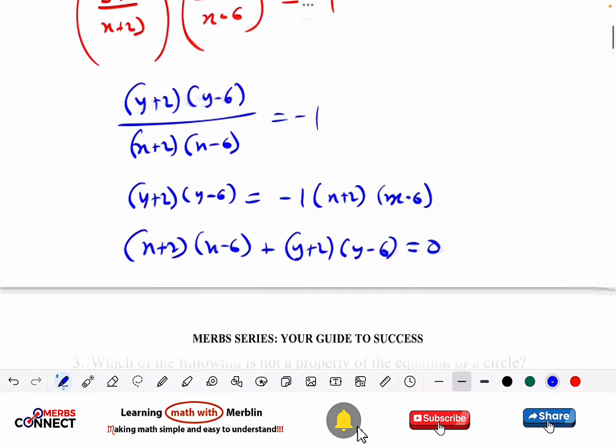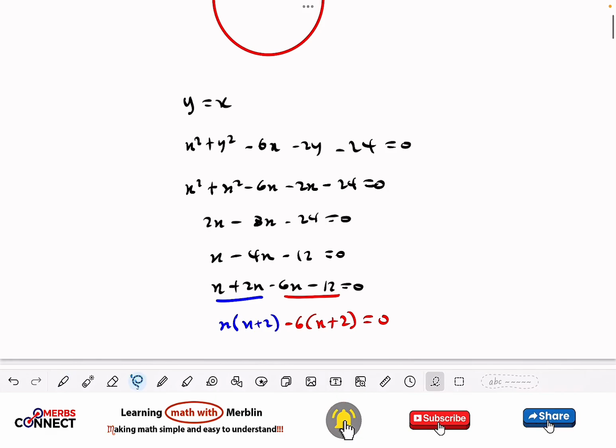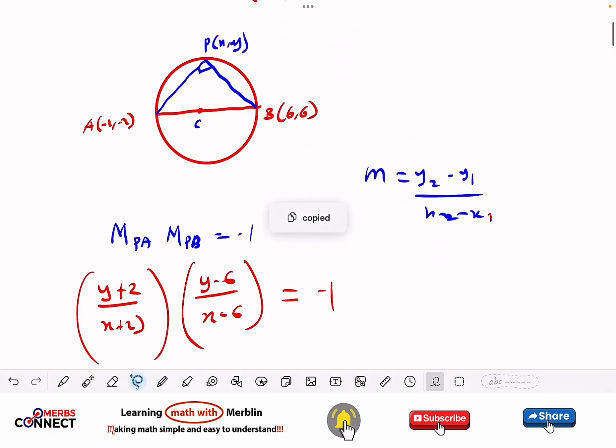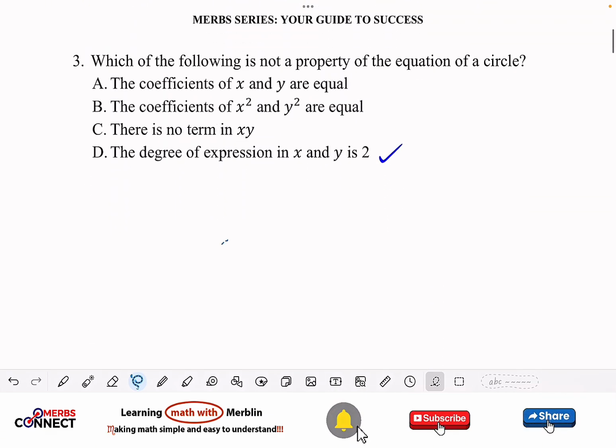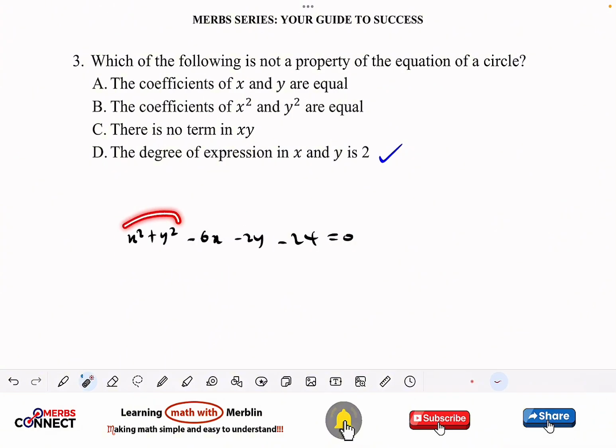Now looking at the equation, let me just take this equation down here so that we can compare it very well. So copy, and let's paste it here so that we can see which one is true. We can see that this one has a degree of 2 in x and y, which is true. Now there is no term xy. That one too is true.